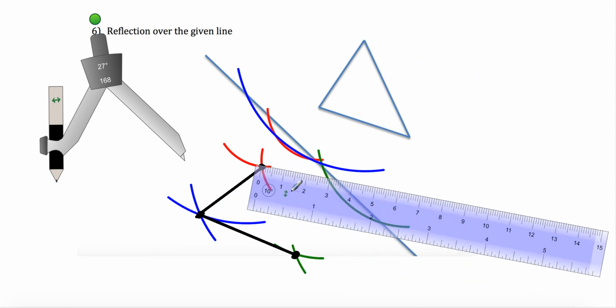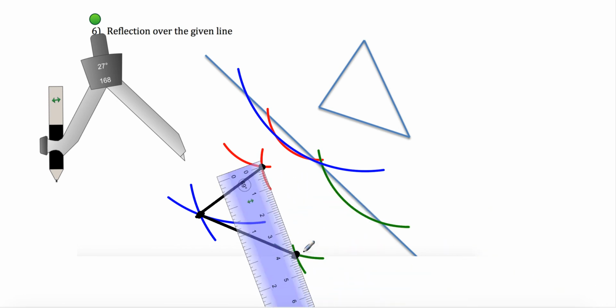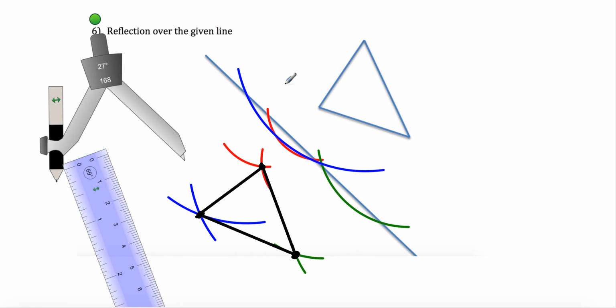Then the last point will be connected in this manner. All right, so this triangle has been reflected about this line, ending up right over here. And that becomes our answer. Alrighty, so let's go for the next question.